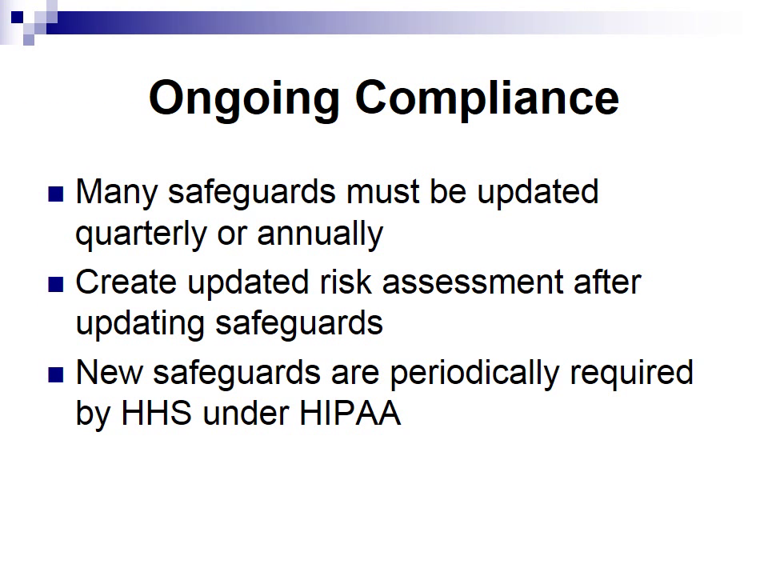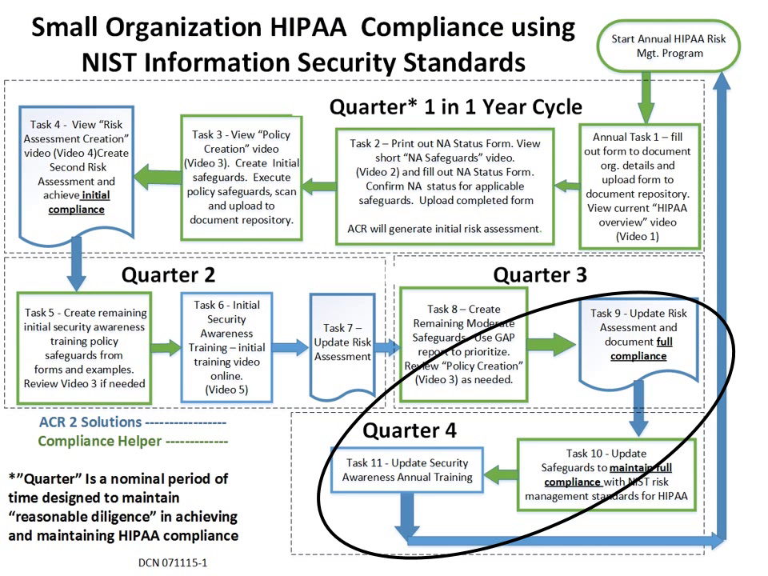After achieving full compliance, it is necessary to maintain that state. Many safeguards must be updated quarterly or annually. After updating safeguards, it is good practice to create a new risk assessment, preferably on a quarterly basis. New safeguards are periodically required by Health and Human Services under HIPAA. These are automatically integrated into the risk assessment process. It is important to maintain the regular cycle of updating the risk assessment, updating safeguards, updating the security awareness training, and repeating as needed.